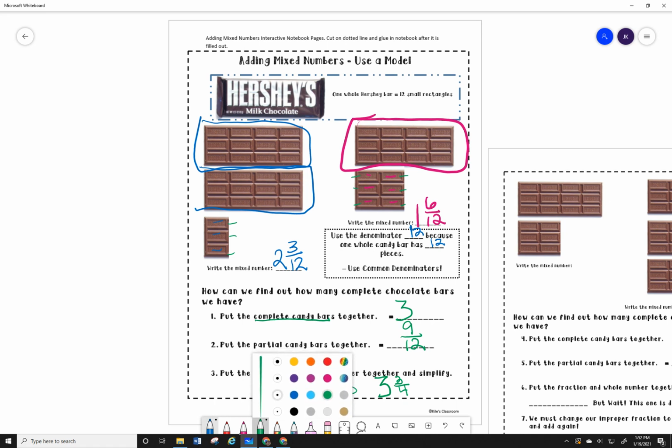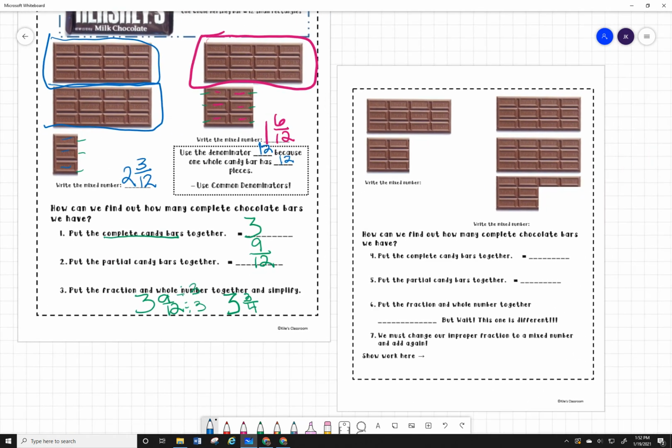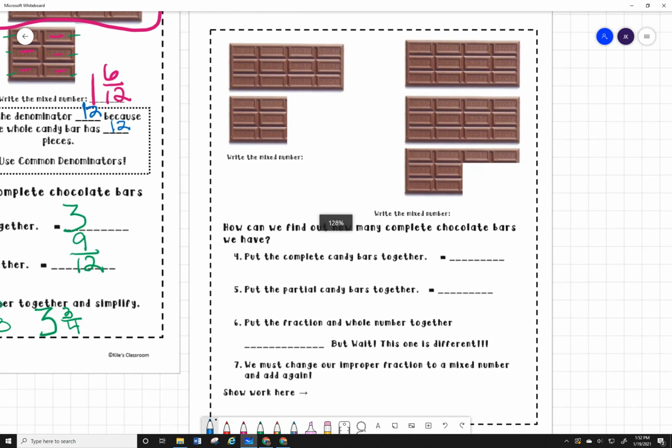All right. So now I'm going to look at this next page. And we're going to look at a situation where I end up with pieces, the small pieces that I put together, but I actually end up with more than a whole candy bar when I'm done with that. And what do we do with those numbers?